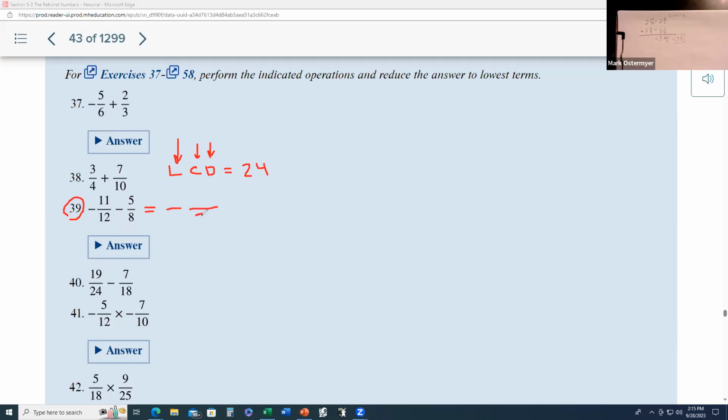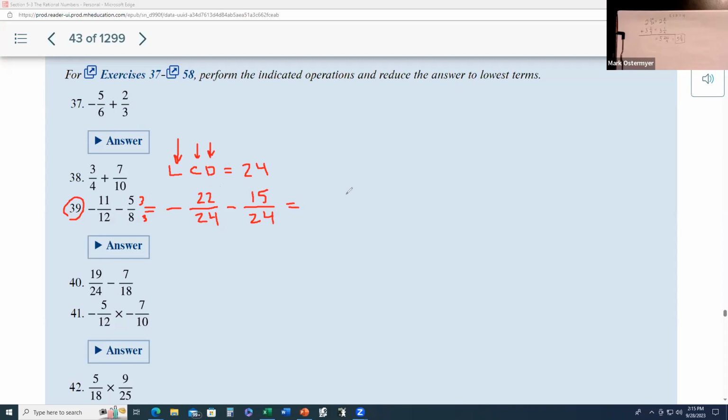So both these fractions now got to be built up into equivalent fractions that take on the denominator of 24. 12 times 2 is 24. You're going to multiply 11 by 2 to build it up to 22. So therefore, negative 22/24 is equivalent to negative 11/12. 8 must be multiplied by 3 to build it up to 24. Got to multiply the numerator by 3. So 15/24 is equal to 5/8.